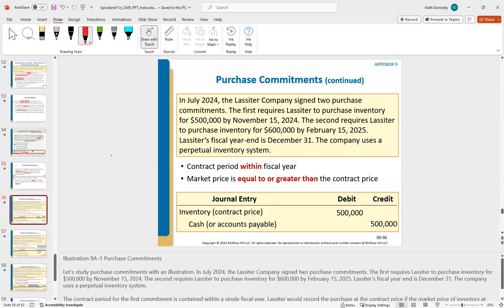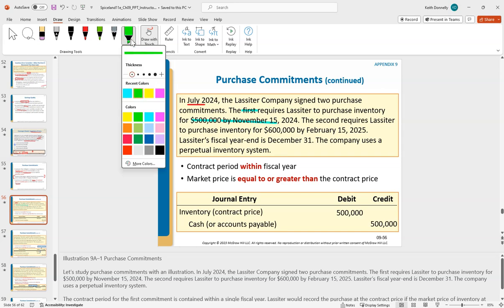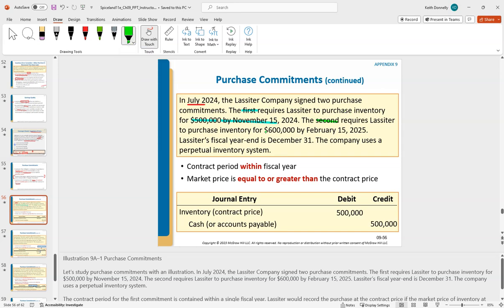Let's look at an example to give it some numbers, because it always makes more sense with numbers. In July of 2024, a company signed two purchase commitments. The first commitment requires them to purchase inventory for $500,000 by November 15th. The second requires them to purchase inventory for $600,000 by February 15th. They have a fiscal year end of 12/31. They use a perpetual inventory system.